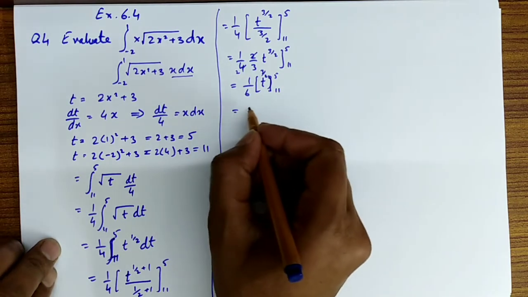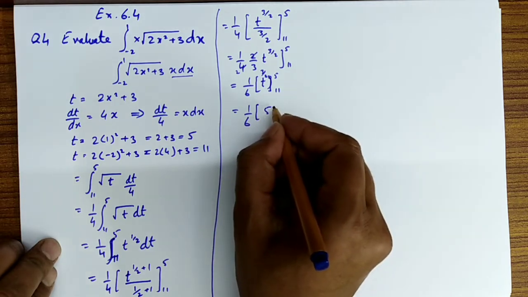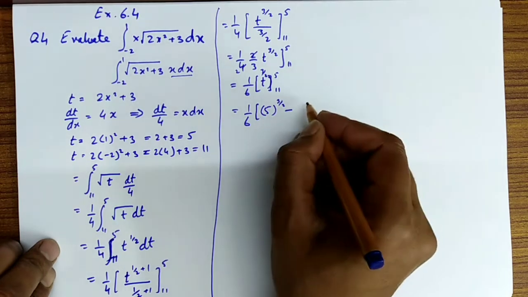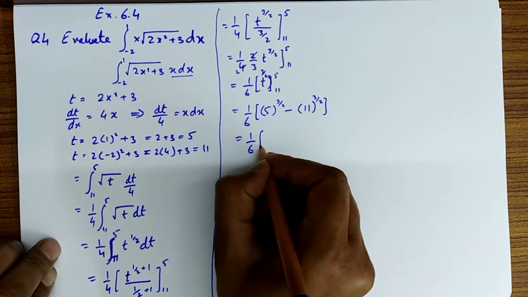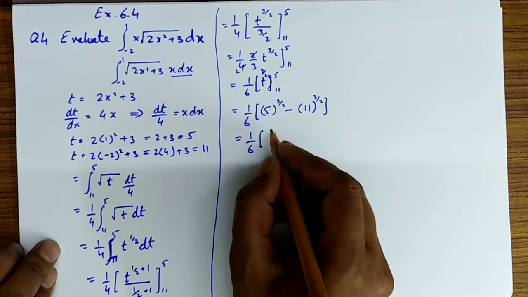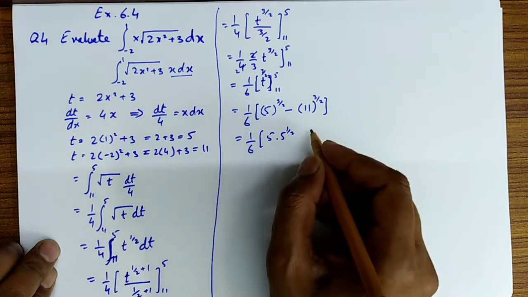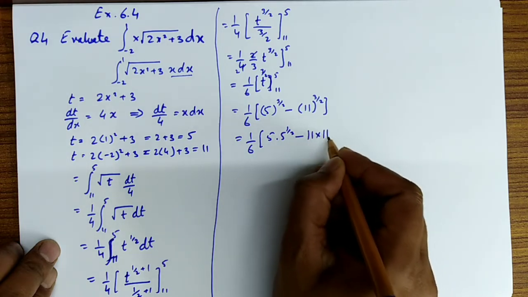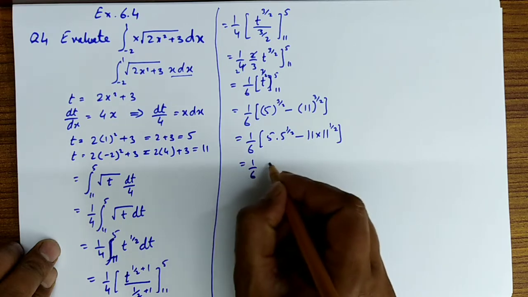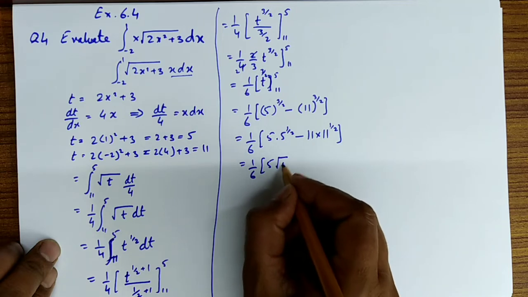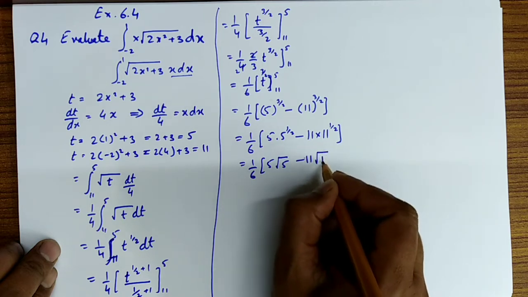Now putting the limits, first put the upper limit, that is 5 whole power 3 upon 2 minus 11 whole power 3 upon 2, bracket closed, 1 upon 6. Now simplifying, break this 5 power 3 upon 2 into 5 into 5 power 1 upon 2, and 11 into 11 power 1 upon 2. So we can write this in the form 5 root 5, introducing the root sign, minus 11 root of 11.